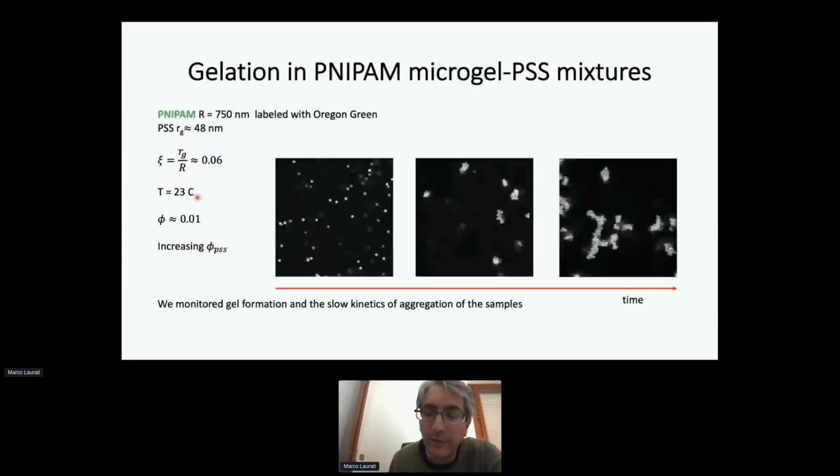So the first observation that we had is something interesting, which is the fact that these systems, when you had the PSS, indeed aggregate, but the kinetics of this aggregation is quite slow, which is interesting for the experiments because we can essentially monitor it with time-dependent measurements, which is typically very difficult to do with the hard sphere polymer mixtures.